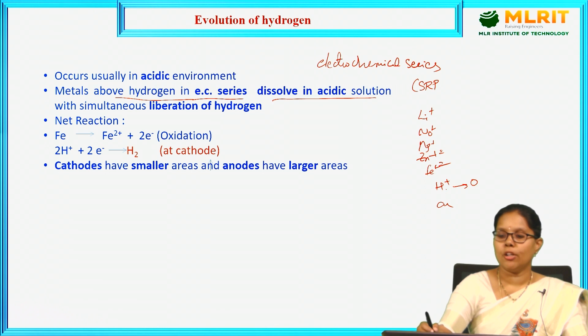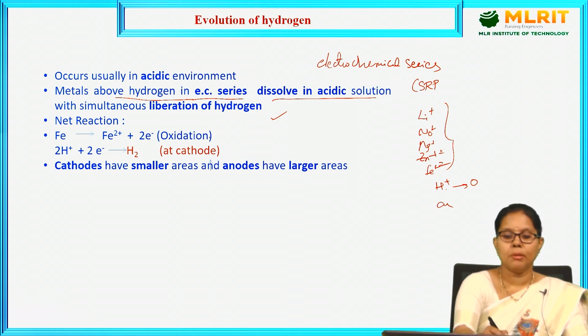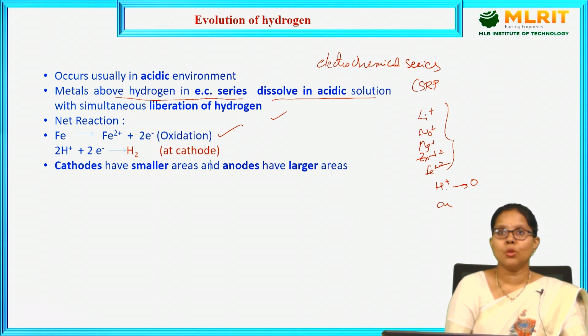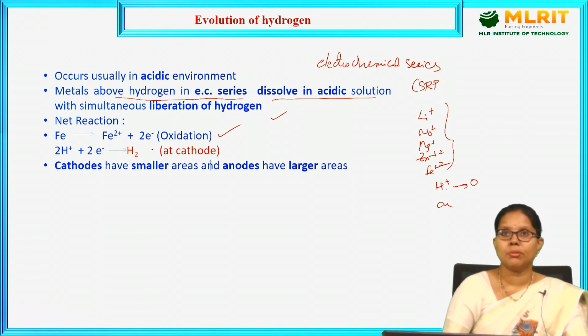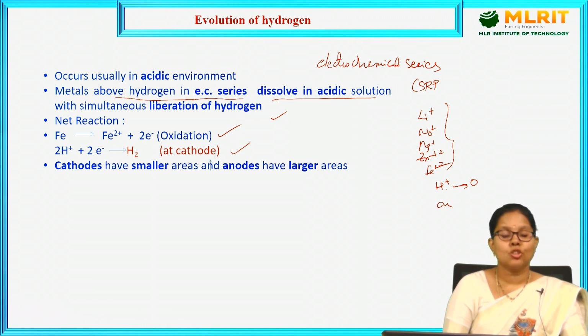So, a metal above hydrogen in the electrochemical series gets dissolved in the acidic medium with simultaneous liberation of hydrogen gas. The net reaction is that iron, Fe, gets converted to ferrous Fe2+ ions, liberating 2 electrons. Those 2 electrons move from the anode to the cathode in the acidic medium itself. Those electrons are gained by the H+ ions, which get reduced to hydrogen gas. So, the iron metal is oxidized and the H+ ions are reduced to hydrogen gas.